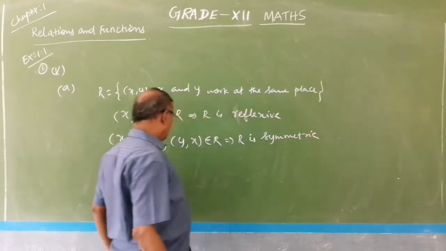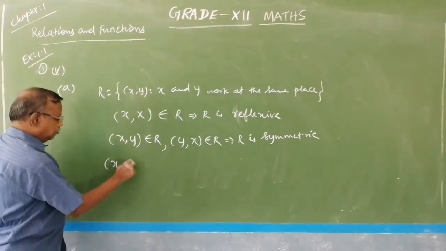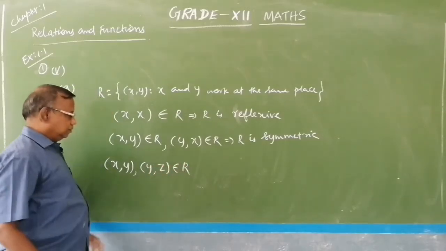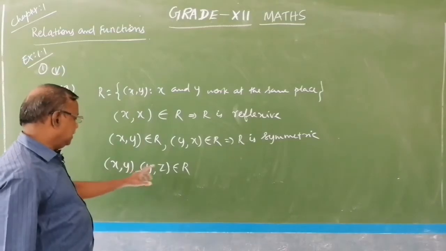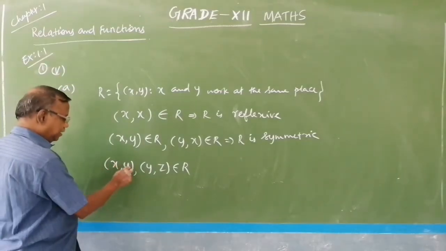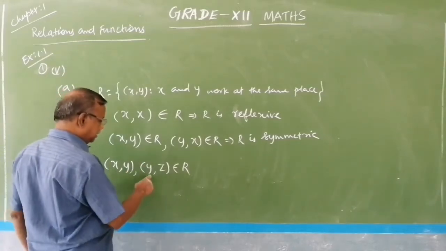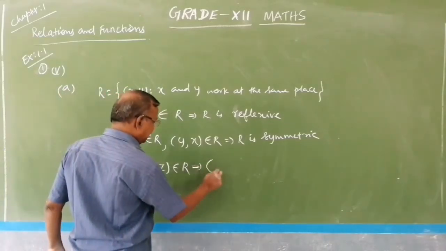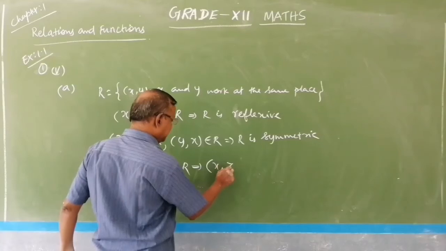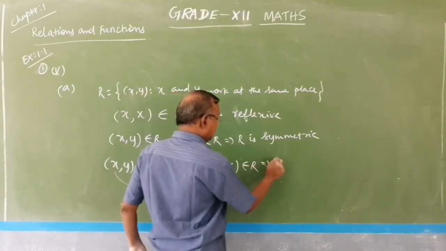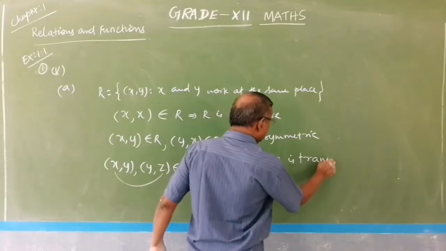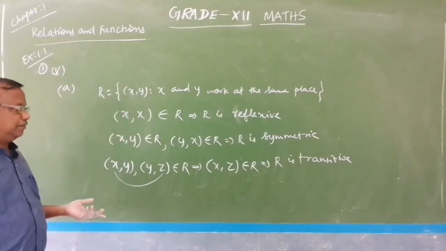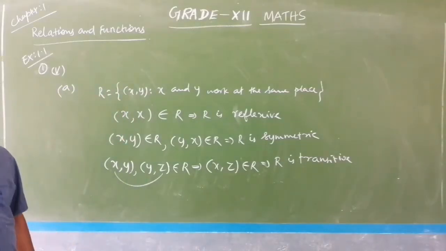And if (x, y) and (y, z) are elements of R, that means x, y, z work at the same place. If x and y work at the same place and y and z also work at the same place, we can conclude x and z also work at the same place, that is (x, z) belongs to R, which gives R is transitive. So here the relation R is reflexive, symmetric and transitive.